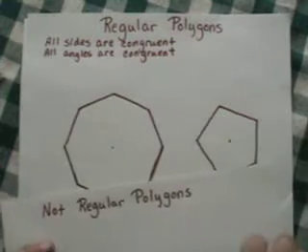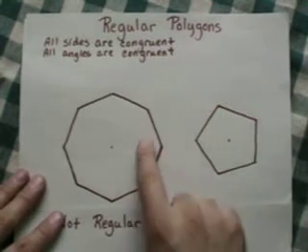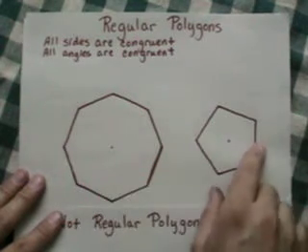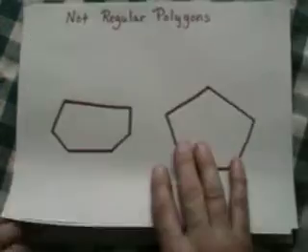Okay, here's what a regular polygon might look like. I've got a couple of them here. You can look and the angles look like they're pretty much all the same, and the sides are pretty much all the same length. And we'll use these for one of our examples here, some stuff we're going to do.